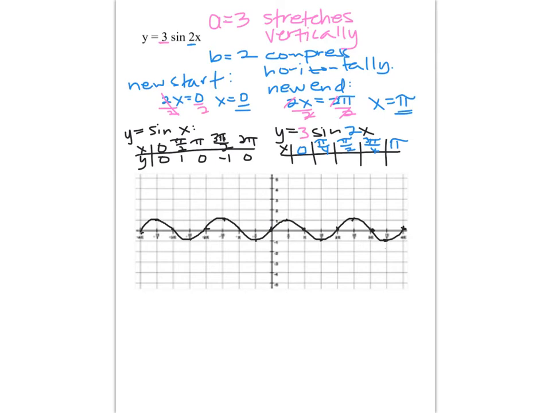All right, the value for y, we're going to multiply by 3 because a is 3. Oh, this is going to make things really big, isn't it? So we're going to take all these values right here and multiply them by 3. So we'll go 0 up to +3, 0 down to -3, and back up to 0.